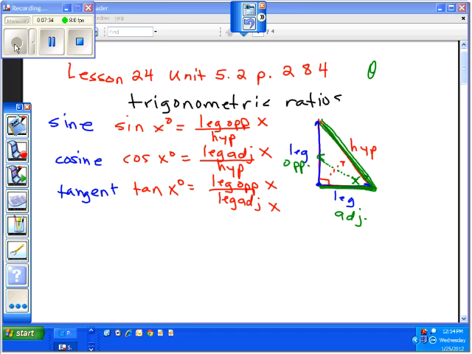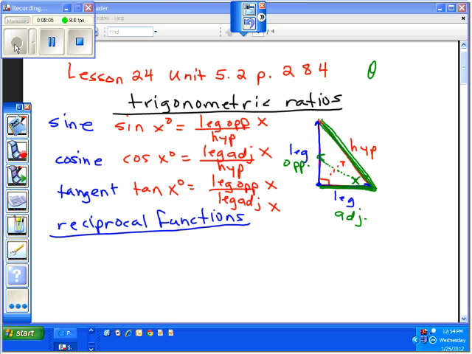Which is the beginning foundation to our work in trigonometry. Okay? Now, this is the basic foundational functions, and then what we're going to have is the reciprocal functions, which is more memory work.